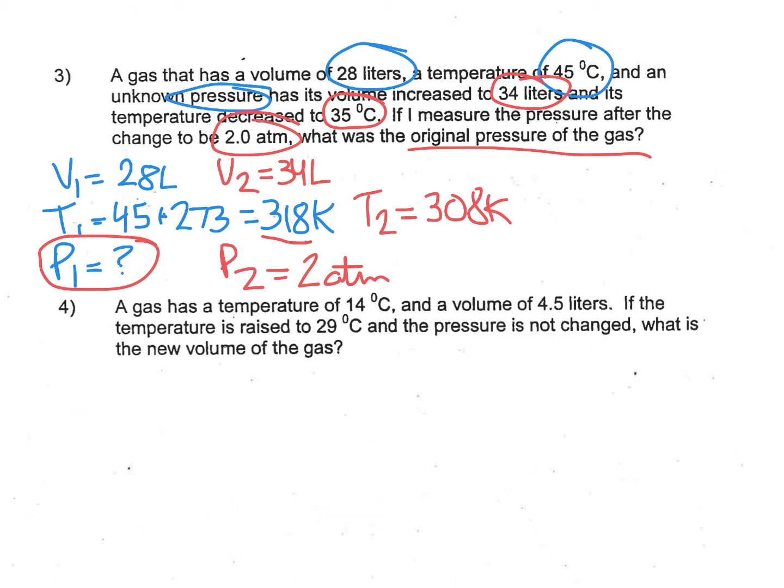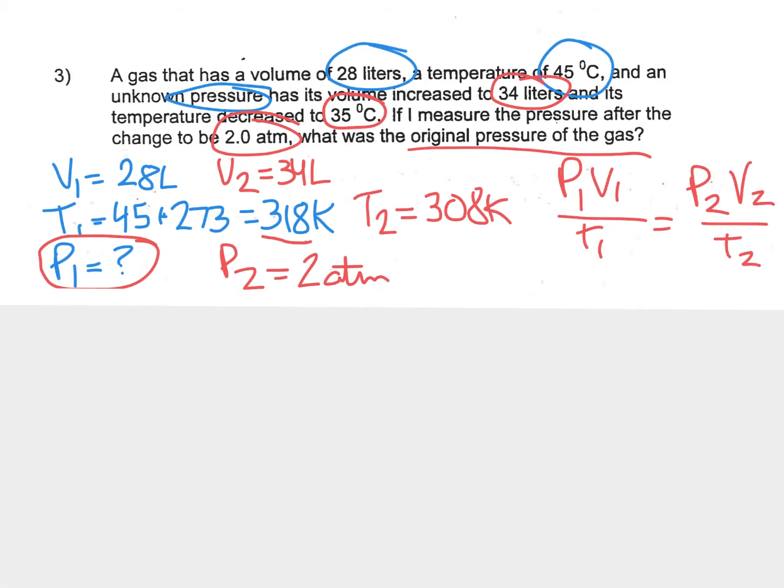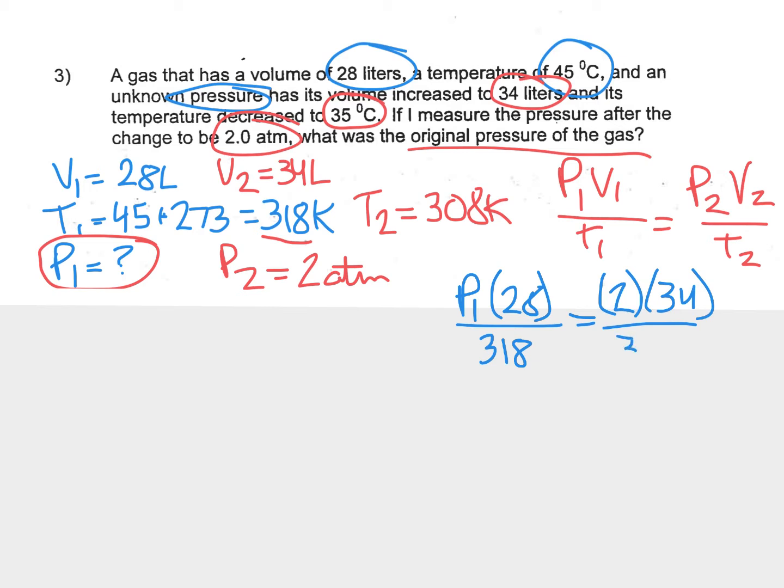As you know already, the combined gas law is P1 V1 over T1 equals P2 V2 over T2. So let's plug in and solve for that. All right, so P1 we don't know, so that stays as a variable. V1 is 28. T1 we figured out was 318 Kelvin. Super important. You won't get the right answer if you don't convert it to Kelvin. P2 we know from the problem is 2 atmospheres. V2 is 34 liters, and T2 is going to be 308 Kelvin because we added 273 to that as well.